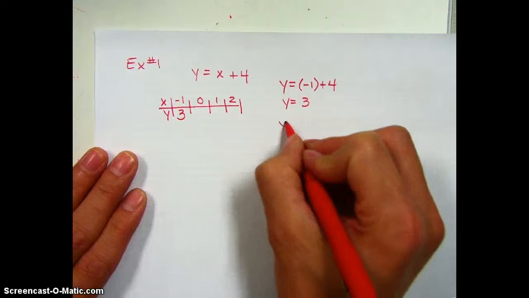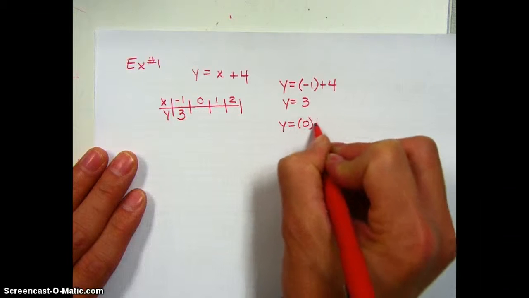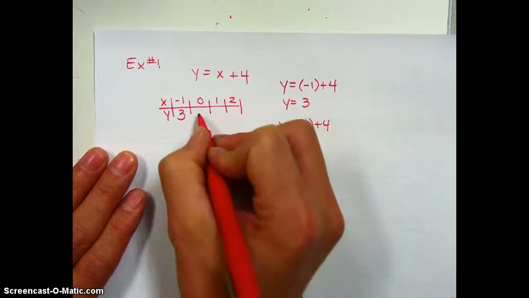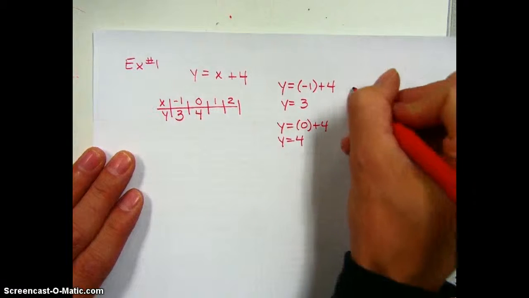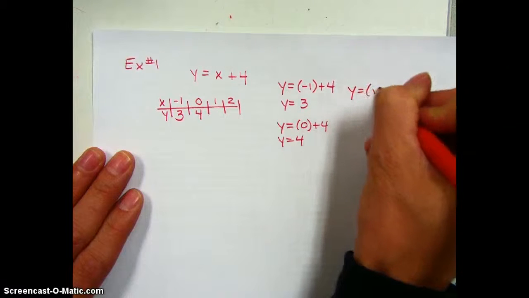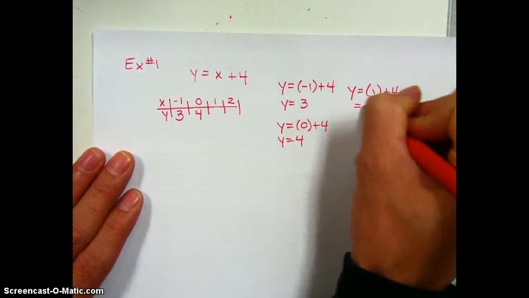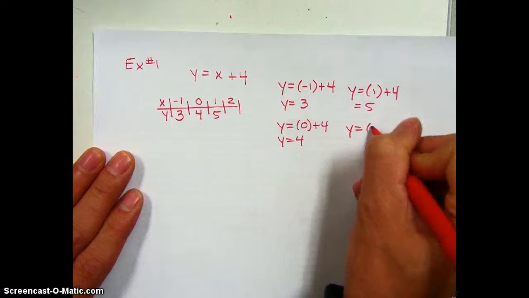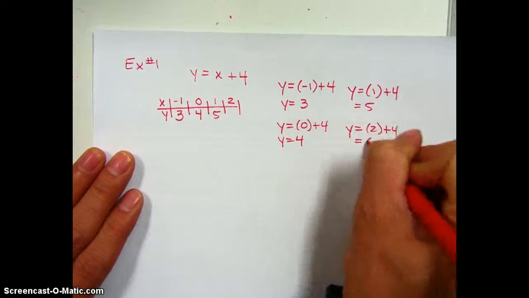The next one, y equals 0 plus 4. You can see here that y is going to equal 4, so when I have 0, I get a 4. And then I do the same for the other two. 1 plus 4 gives me 5. And then last but not least, 2 plus 4, well, that gives me 6.